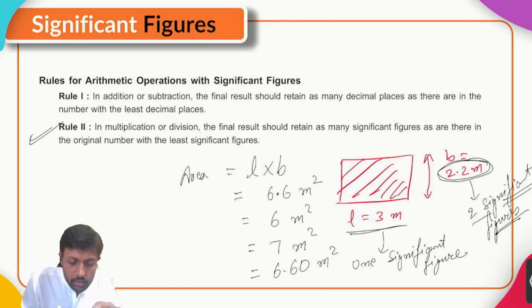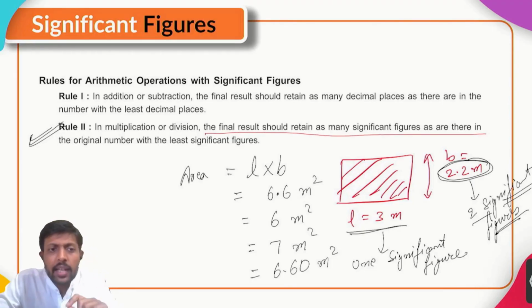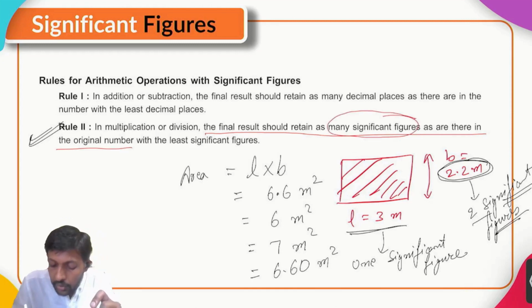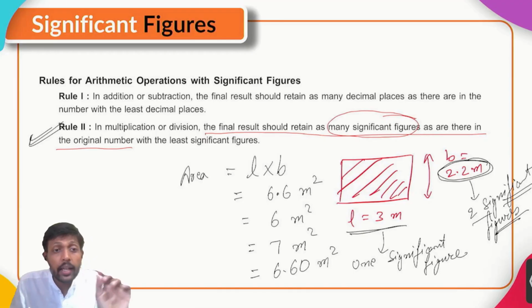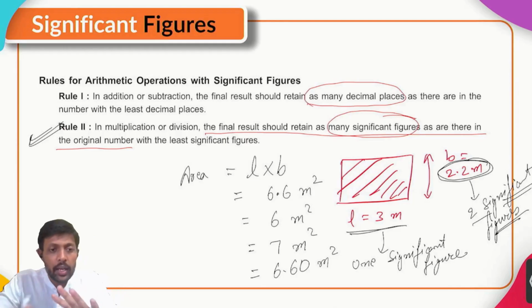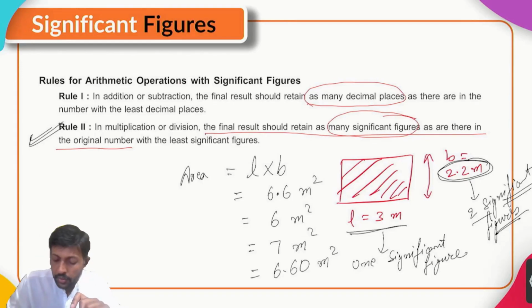The rule says, this is rule number 2, that the final result should retain as many significant figures as there are in the original number with the least. So as many significant figures, this is the keyword here. In the rule for addition and subtraction, you had as many decimal places. That's the difference between the two. So we would have to retain as many significant figures in the product as there are in the number with least significant figures. That number is length.